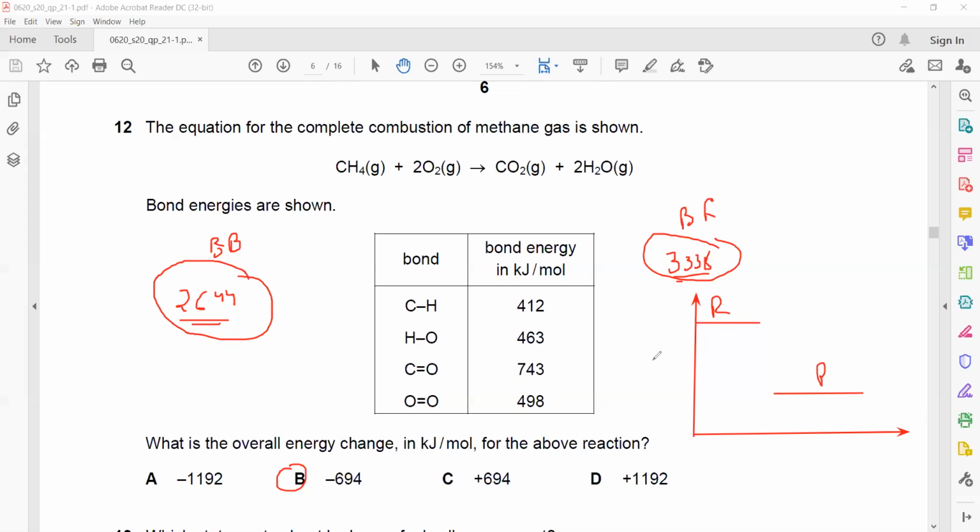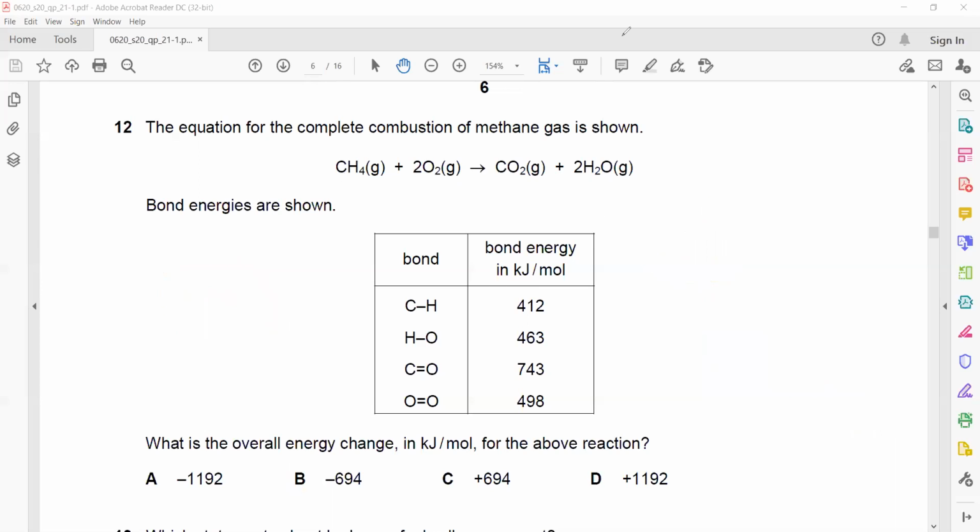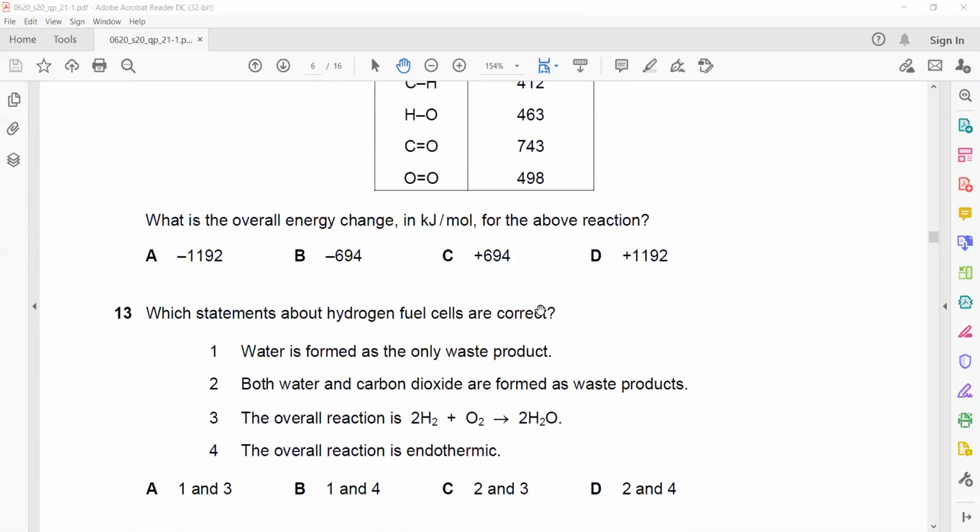The energy diagram is for the energy of the particle, and here bond forming and bond breaking is the energy required to break the bond or the energy released when the bonds are formed.